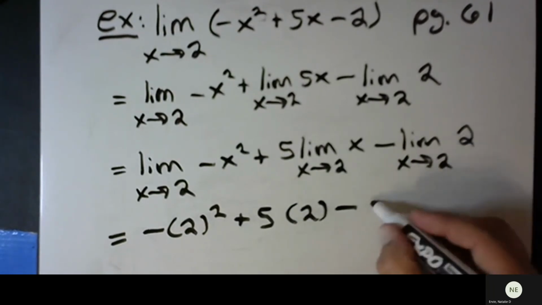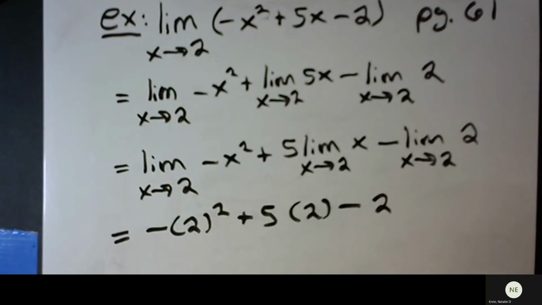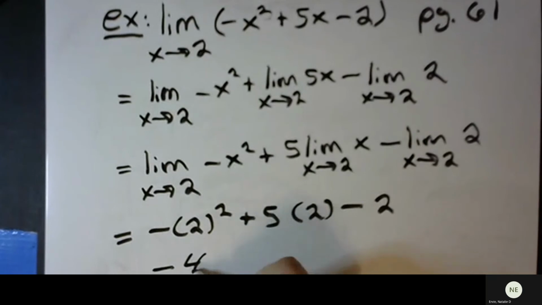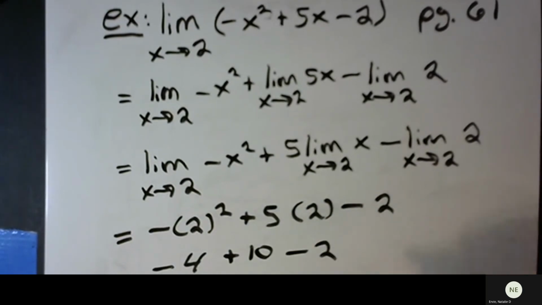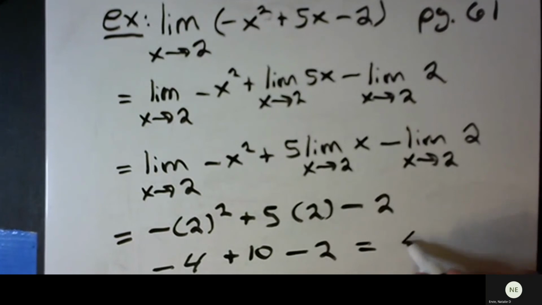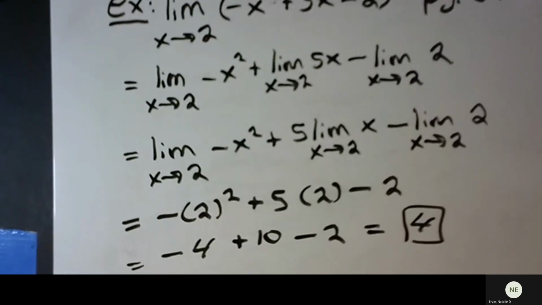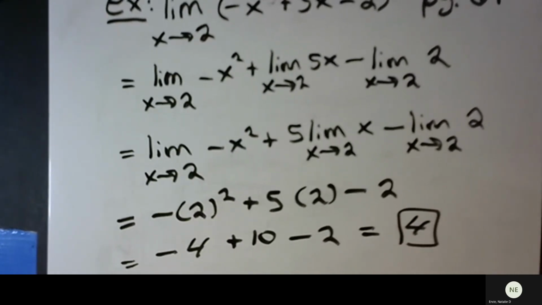And the limit for a constant function, the constant function is going to be the same. So -4 plus 10 minus 2, or this is going to be +4. So any questions about that? So that's pretty much just a substitution.